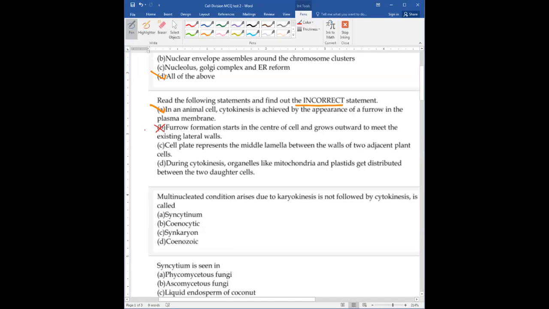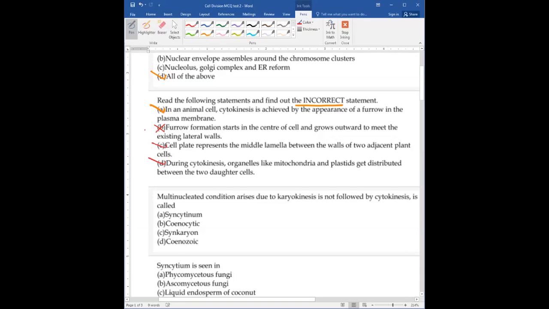Cell plate represents the middle lamella between the walls of two adjacent plant cells. What do you think? Yes, this is right because we are going to have this middle lamella over there. We have the primary cell wall, then the secondary cell wall. Yes, that is right. And let's see this one. During cytokinesis, organelles like mitochondria and plastids get distributed between the two daughter cells. Is it true? Yes, this is also true.